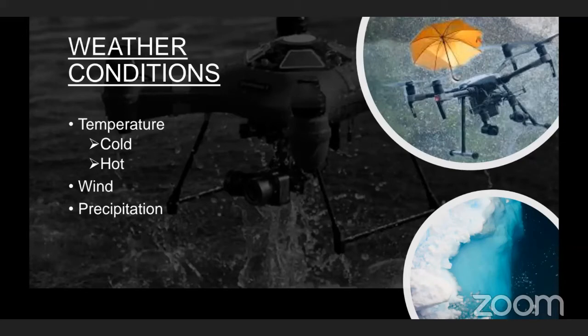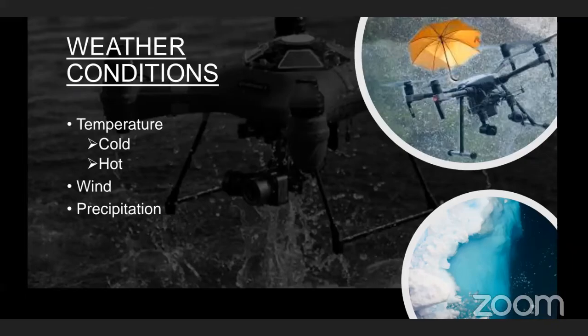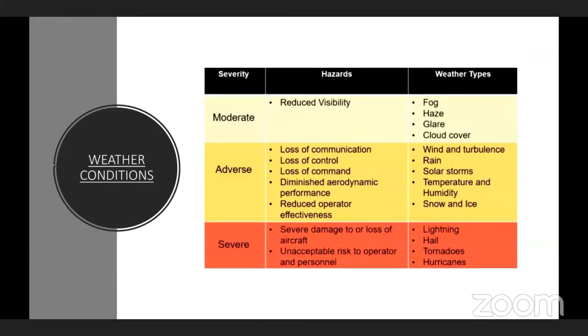Whenever we are flying a drone, weather conditions need to be considered. If it's a cold condition, a wind condition, what kind of precipitation is there? All this makes up the kind of environment to fly a drone. If we see the severity of the weather conditions, we can divide the conditions into three main categories. The first one is the moderate condition, when the visibility is less. The weather types can be fog, haze, glare, and cloud cover.